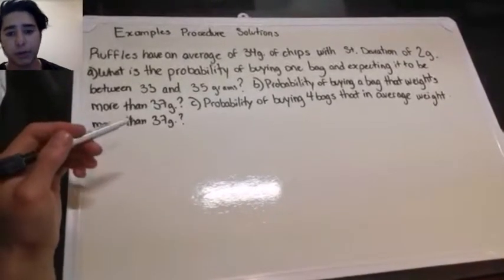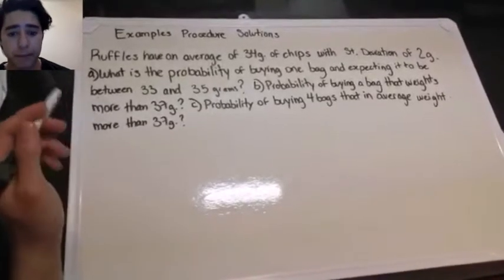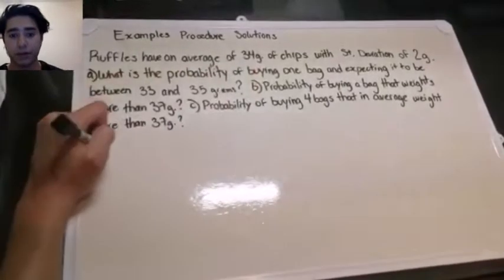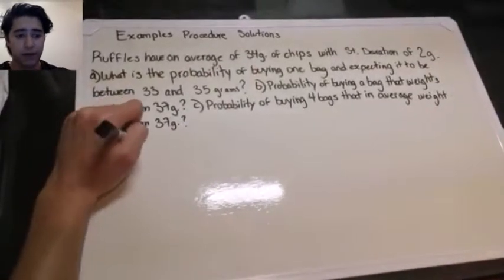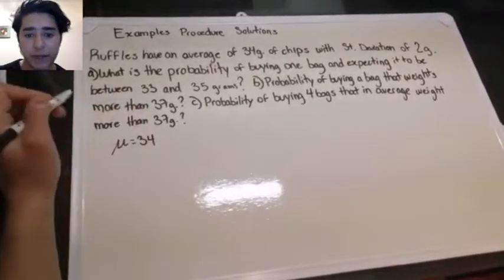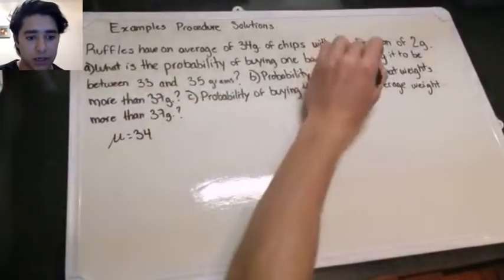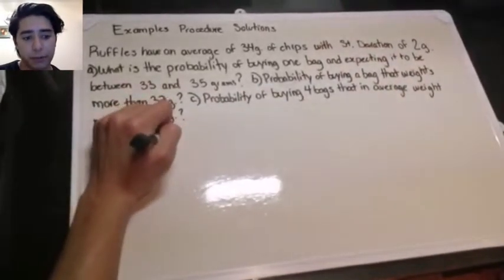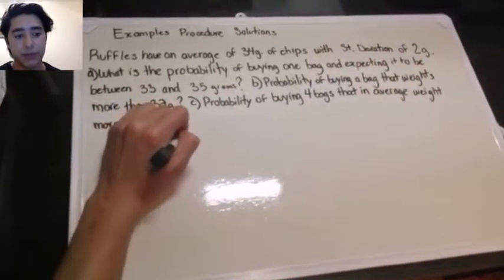So this is an example of a normal distribution problem. First, we need to see the information that we have, and it is the mean, the standard deviation, and what we are asked to find. That is the probability between 33 and 35.